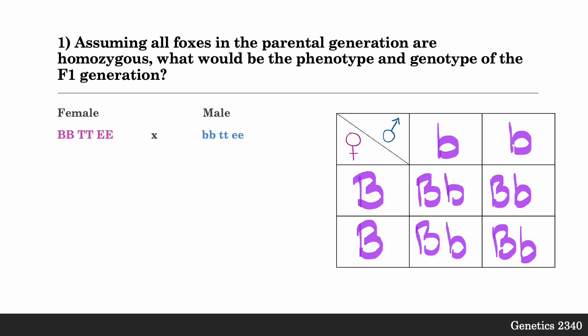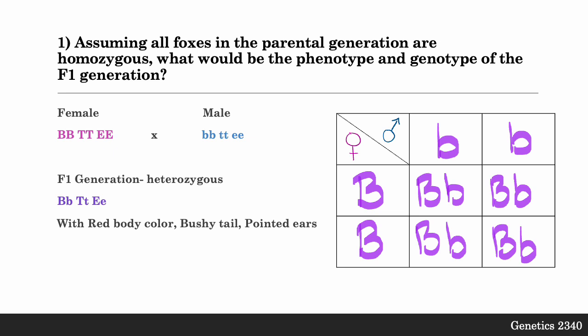So our offspring are all going to be big B, small b, big T, small t, big E, small e, meaning they're going to have red body color, a bushy tail, and pointy ears, which is the same phenotype as the mother, which makes sense because she has the dominant phenotype.